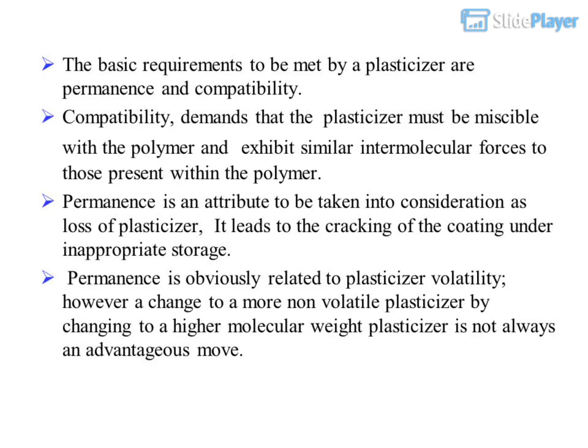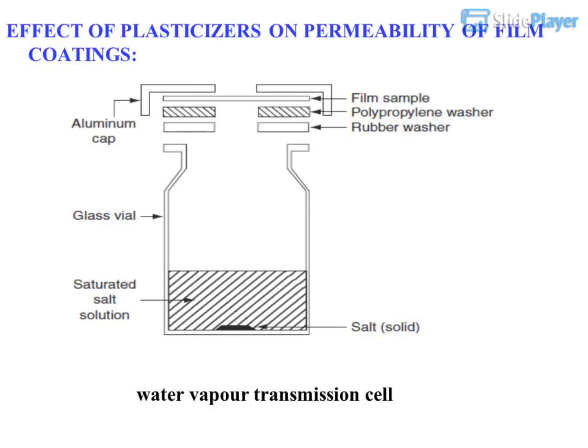The basic requirements to be met by a plasticizer are permanence and compatibility. Compatibility demands that the plasticizer must be miscible with the polymer and exhibit similar intermolecular forces to those present within the polymer. Permanence is an attribute to be taken into consideration, as loss of plasticizer leads to the cracking of the coating under inappropriate storage. Permanence is obviously related to plasticizer volatility. However, a change to a more non-volatile plasticizer by changing to a higher molecular weight plasticizer is not always an advantageous move.